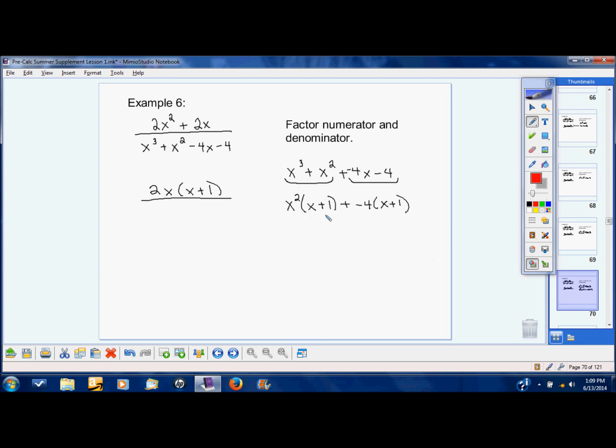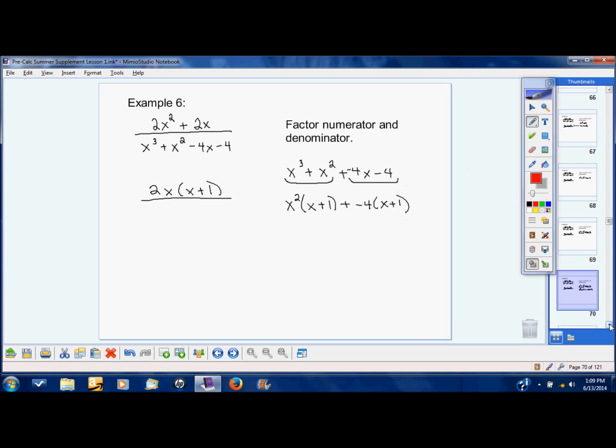Factor that one by itself. X squared is in common, so x squared times x is x cubed. X squared times 1 is x squared. Then you look over here and there's a negative 4 in common. Negative 4 times x is negative 4x. Negative 4 times 1 is negative 4. Now, the good part is that when we did that, we have an x plus 1 that is in common. It is also a common factor. That's why factoring by grouping works.